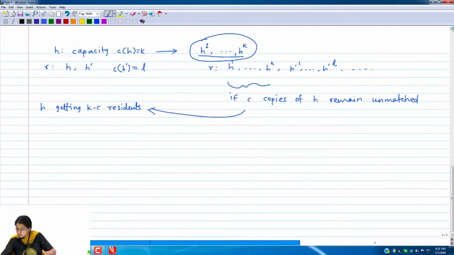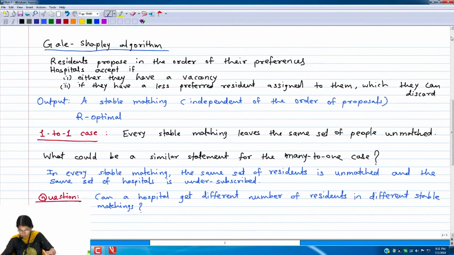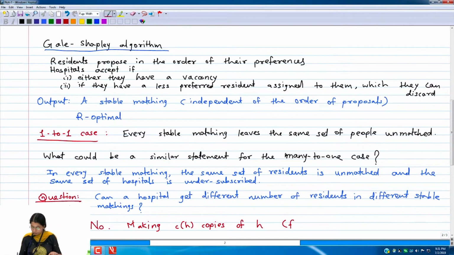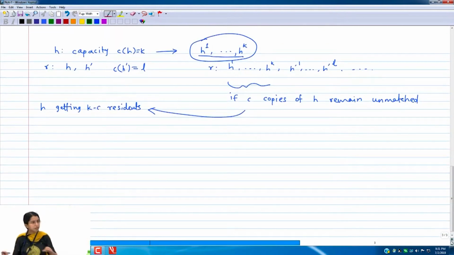Okay, so once again going back to the previous page. So this answer is no, and this answer comes by making CH many copies of hospital H. And this we do for each hospital H. So any questions so far?